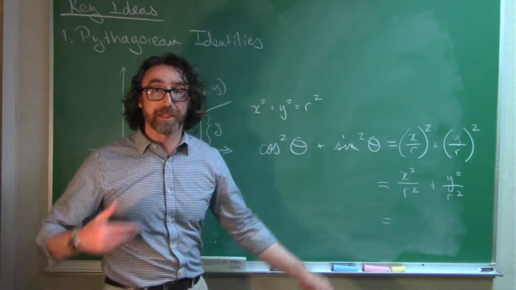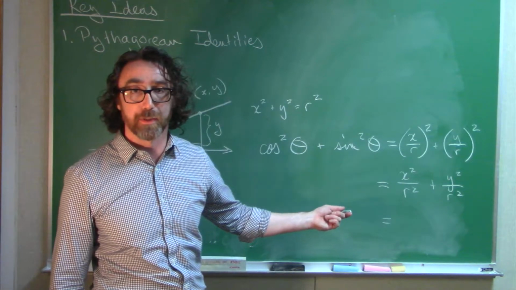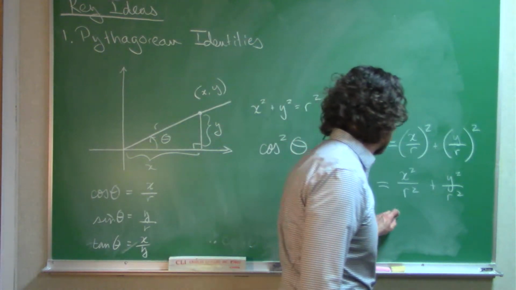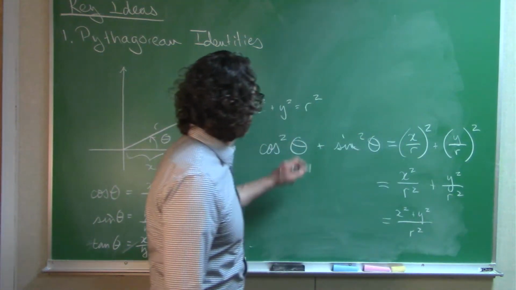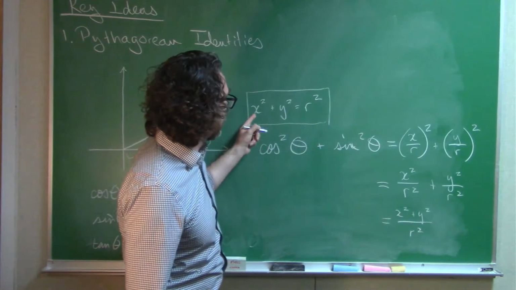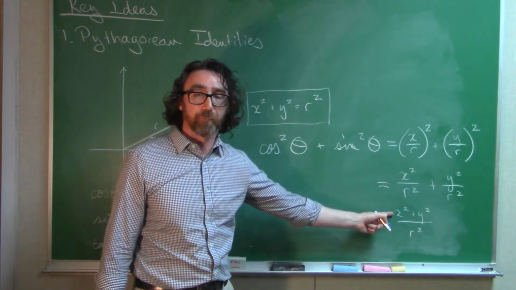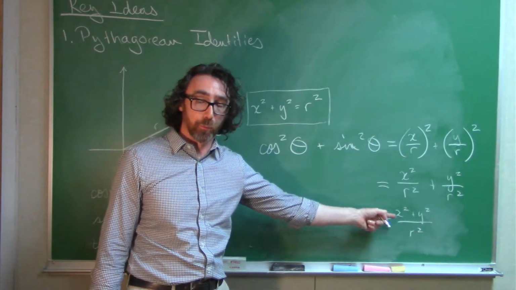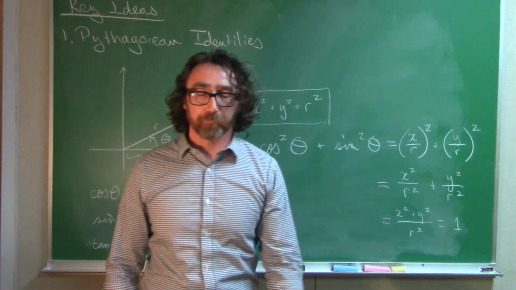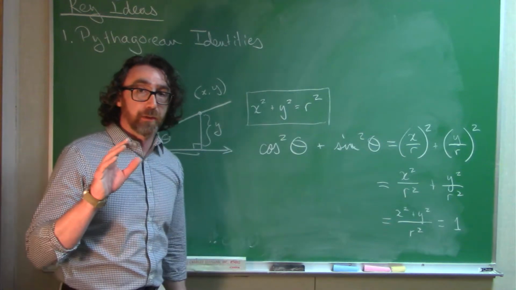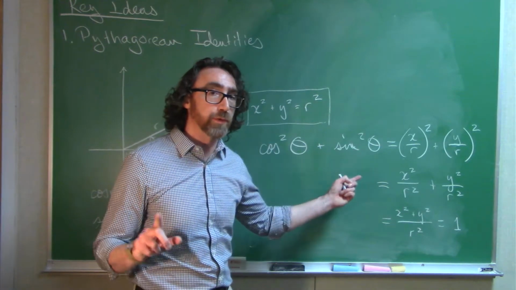To add fractions, you need a common denominator. Fortunately, we already have one. Both of the fractions have r squared in the bottom. So this is x squared plus y squared over r squared. But right here, we were just saying that x squared plus y squared is the same as r squared, so we can replace this expression in the top with r squared. So this is r squared over r squared, which is 1. Okay, so that is a relationship between sine and cosine. Sine squared plus cosine squared is 1.